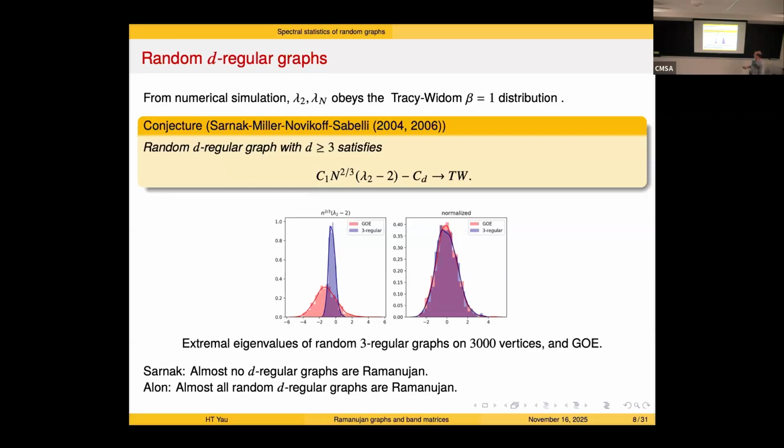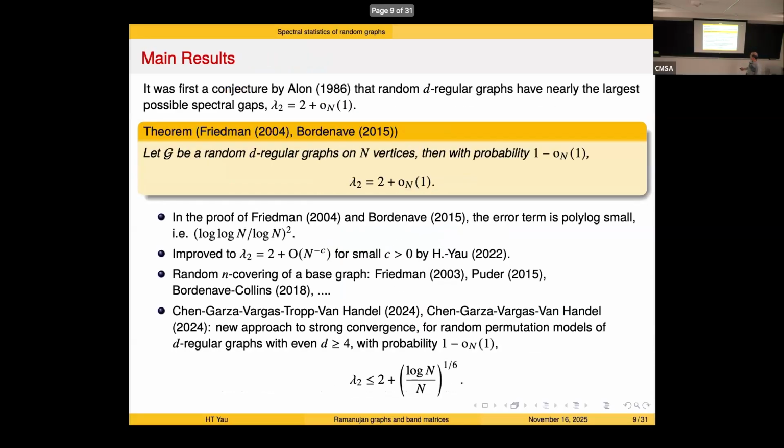And then there was a funny story that Peter Sarnak actually told me. He said he believed that almost all random d-regular graphs are actually not Ramanujan. On the other hand, Noga Alon believed that almost all random d-regular graphs are Ramanujan. And now mathematically, this is not my result, so I shouldn't claim it as the main result.